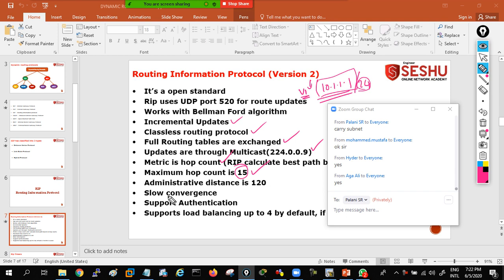Keep remember that, guys. It supports only a maximum of 15 routers other than the router which is going to advertise. You understand? For example, let's say here, you can configure the RIP protocol up to 15 routers. It does not support more than that.